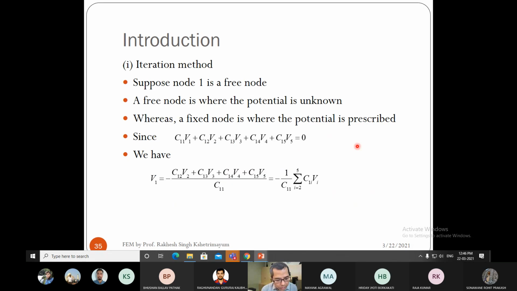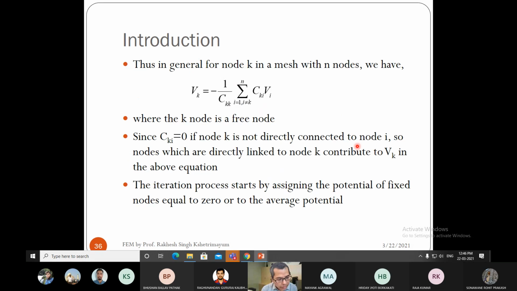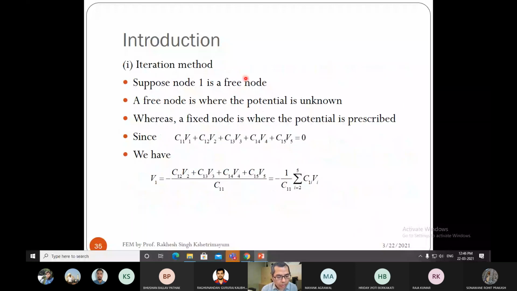So finding the solution, there are 2 methods. One is called the iteration method, another is called the band matrix method. So the first method is the iteration method. Now how do I find it out? Suppose node 1 is a free node. A free node is basically a node in which the voltage is not prescribed, that means a node in which your voltage is unknown. Some of the nodes will have some voltage, and it will be given to you at the beginning itself. So prescribed nodes mean the value of the voltage at the nodes is known to you. But for some of the nodes, the value of the voltage is not known. Then this is called a free node, and this is what we are supposed to find. A free node is where the potential is unknown.